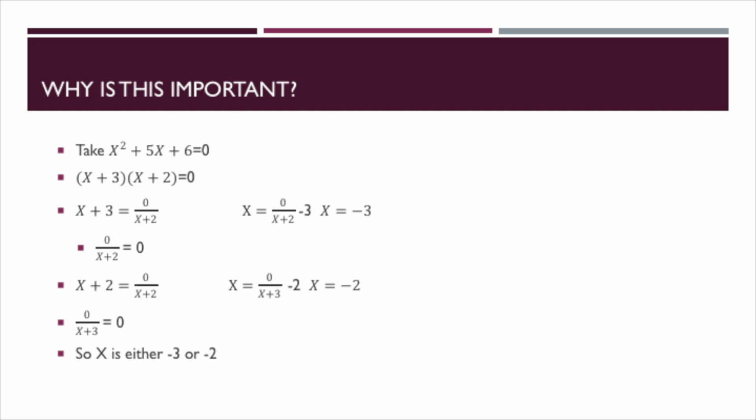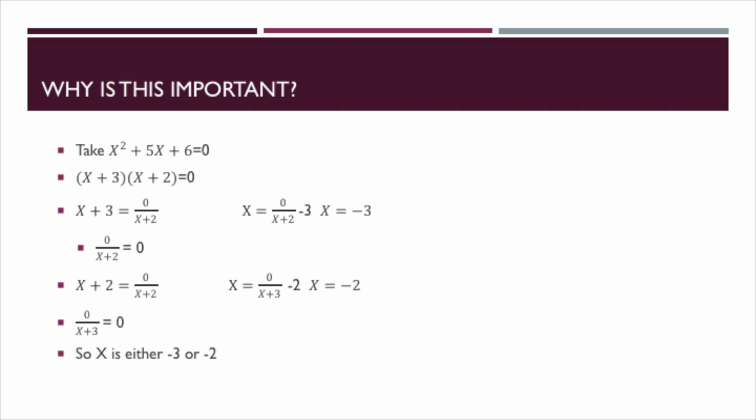Now, that means x equals 0 divided by x plus 3 minus 2, which means x can also equal negative 2. So now we have an equation where x can have two different values. Now let's look at them. The first one is x equals negative 3.